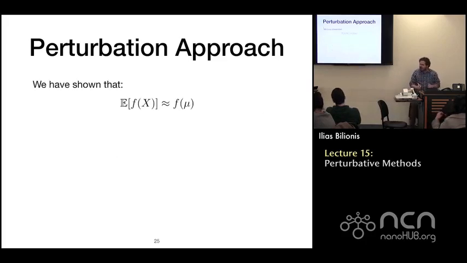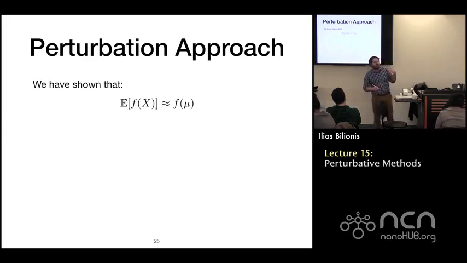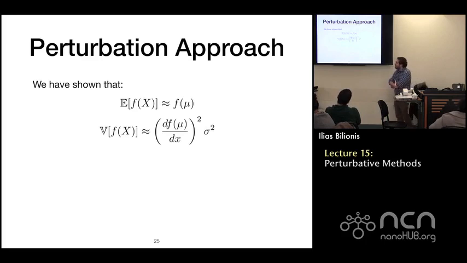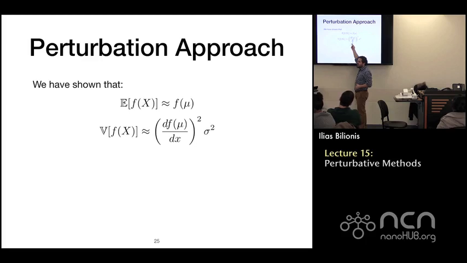So we have shown that you can approximate the expectation of your model by taking your model and evaluating at the mean of your random variable. But for this to be a valid approximation, your function should look a lot like a linear function, at least in the region of mu. And the variance can be approximated by the derivative of your function at mu squared times sigma squared. This is the crudest approximation you can do. There's nothing cruder than that.